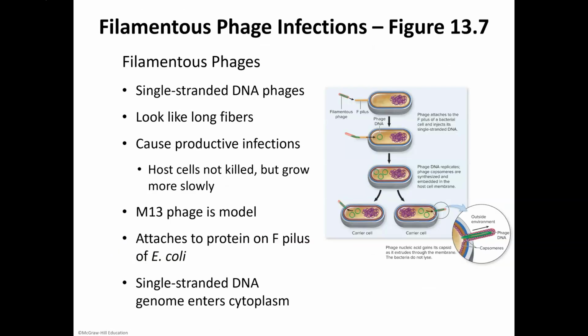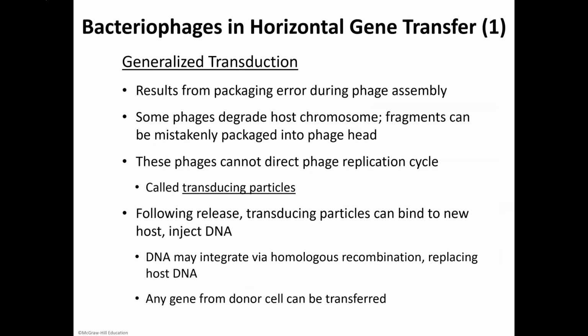The last phage then is your filamentous phage. So this is a single-stranded DNA phage. It looks like a fibrous, kind of like a spaghetti fiber almost, that enters the cell. It causes an infection, but it doesn't kill the cell. Instead, you have the replication of the viral DNA, but then the viral DNA leaves, taking with it part of the cell's own membrane to surround it. And then it can enter another cell.